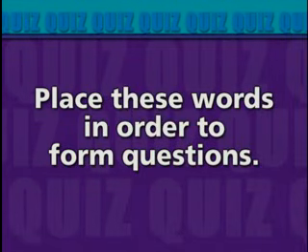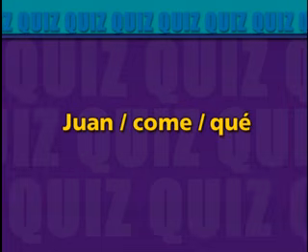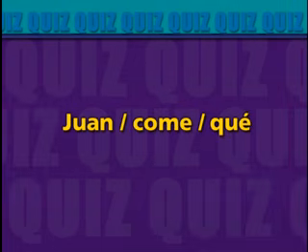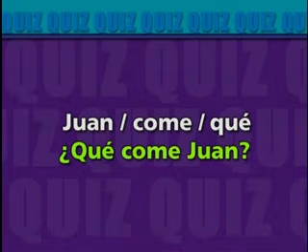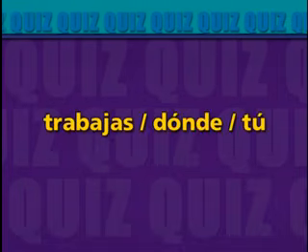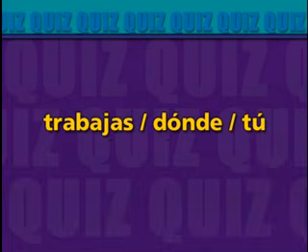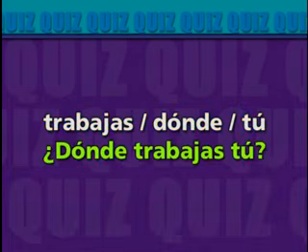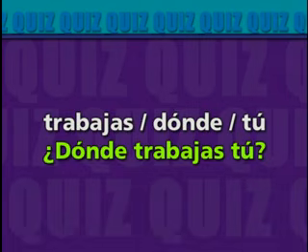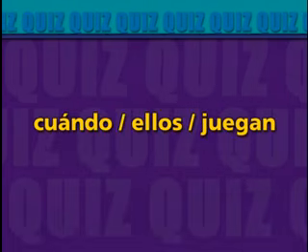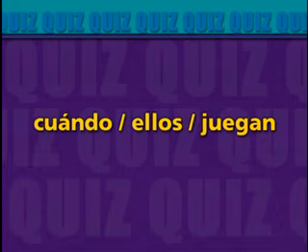Place these words in order to form questions. Juan come ¿qué? ¿Qué come Juan? ¿Trabajas? ¿Dónde? Tú. ¿Dónde trabajas tú? ¿Cuándo? Ellos juegan. ¿Cuándo juegan ellos?